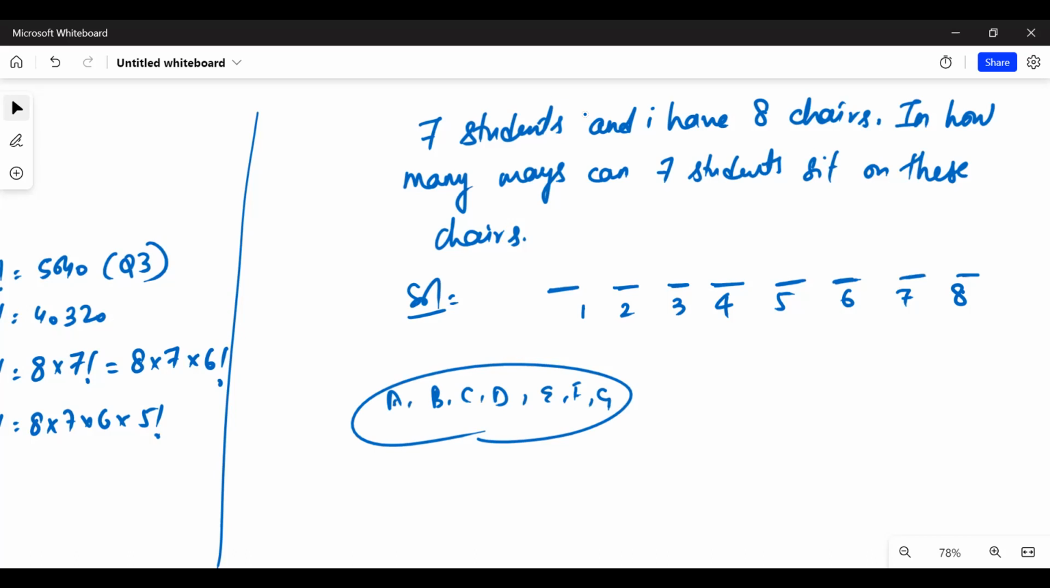So guys, from these 7 students, I can choose any student. The first person, whoever comes to sit in the chair out of the 7, can sit in how many ways? He can sit in 8 ways. Can you understand this? The first person, whoever will come to sit, can sit in 8 ways. He can choose any chair. Are you getting me, everyone?